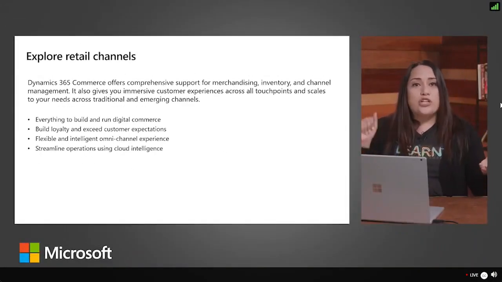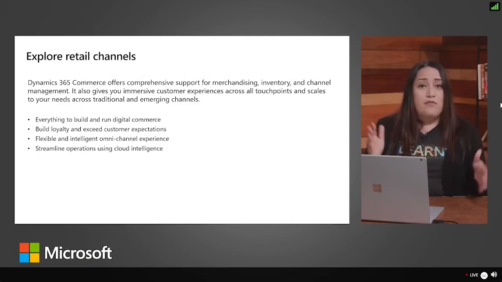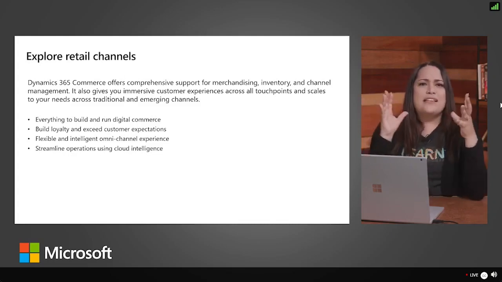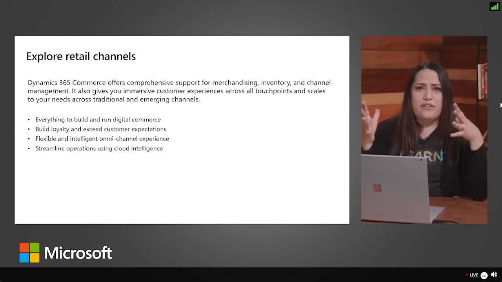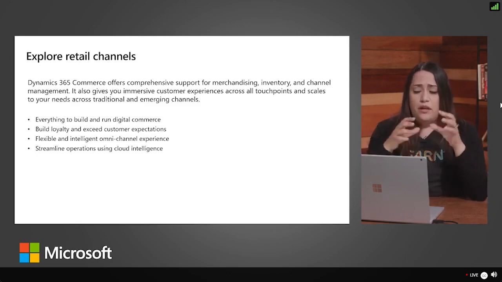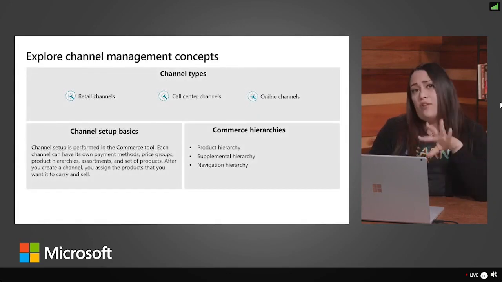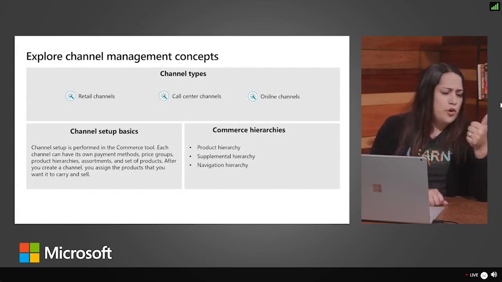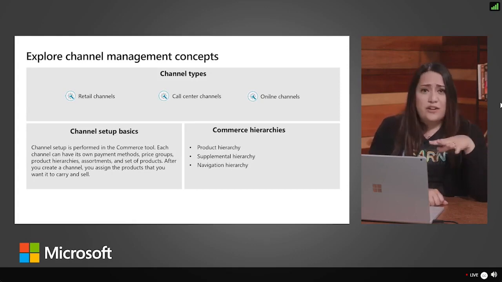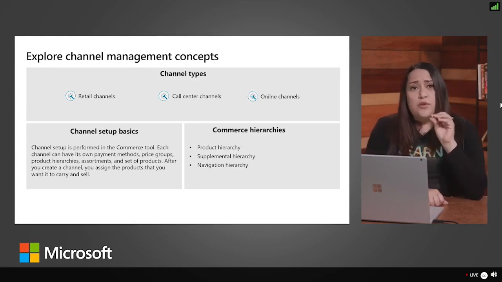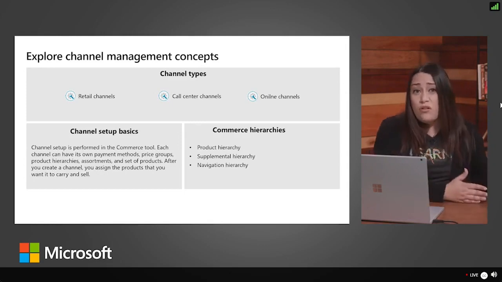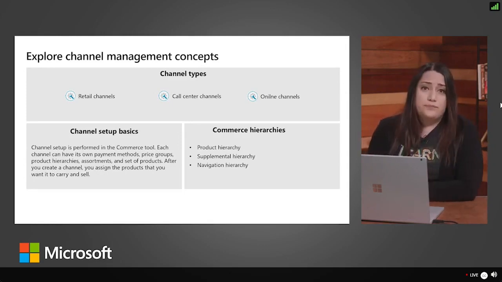And no matter what channel you choose, they may have their own payment methods, their own delivery methods, their different price groups, income, expenses, basically everything in all these different areas, and you need a way to unify them. But that's where Dynamics 365 Commerce comes in. It gives you an all-in-one solution for your merchandising, your inventory, and your channel management. It's going to give your customers an experience across all of the different touch points, and it can help you scale and meet the needs across both traditional and non-traditional retail channels.